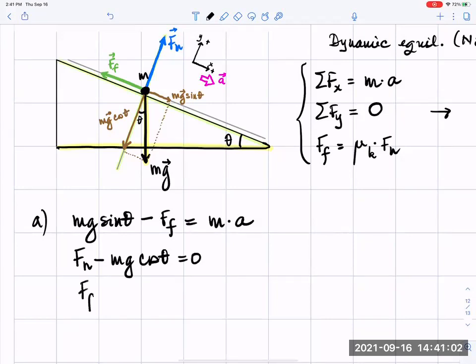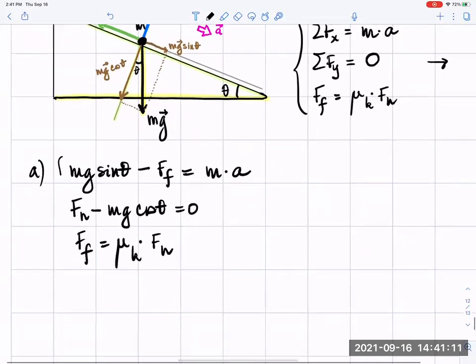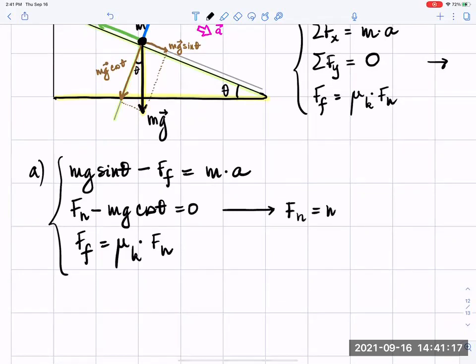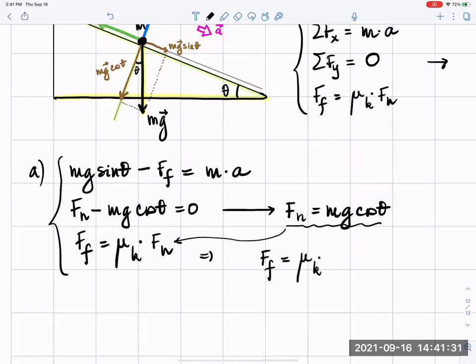And the last one, force of friction, is mu k times the normal force. Okay, so think about who the normal force is. Look at equation number 2. You can pull out your normal force, which is equal to mg cosine of theta. Now that I have this normal force, you can plug it into your third equation, and you obtain that the friction force is mu k times mg cosine of theta.